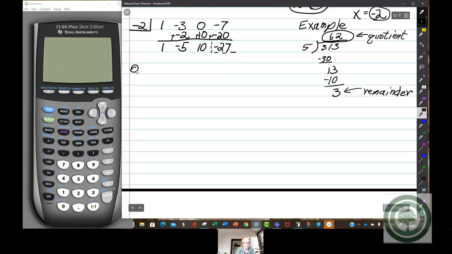So let's write a place for the quotient, and then you'll have an answer box, and a place for the remainder, and you will have an answer box. The remainder is negative 27. What about the quotient? Here's how you figure that out.